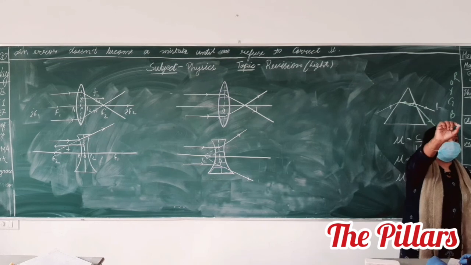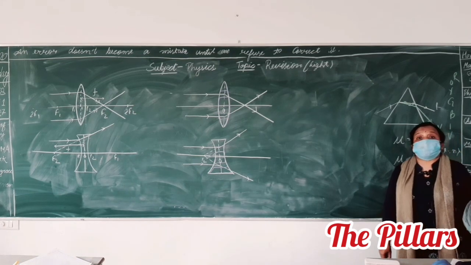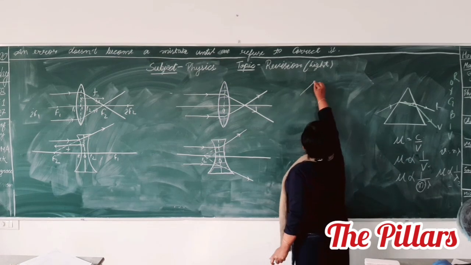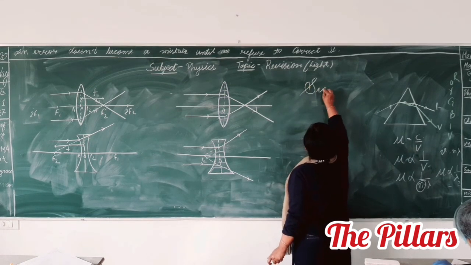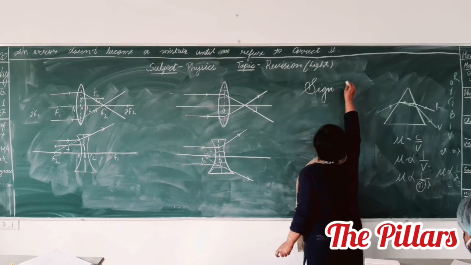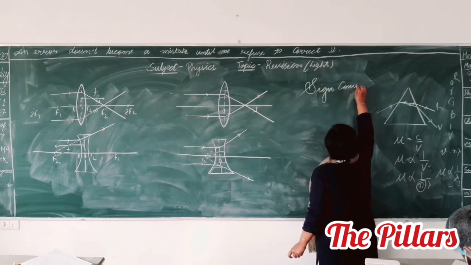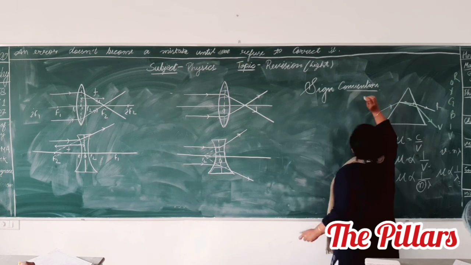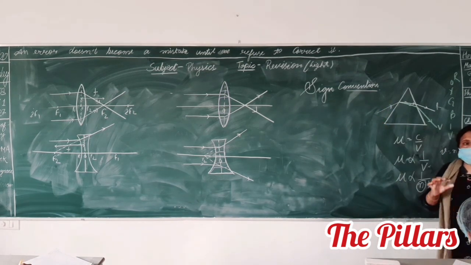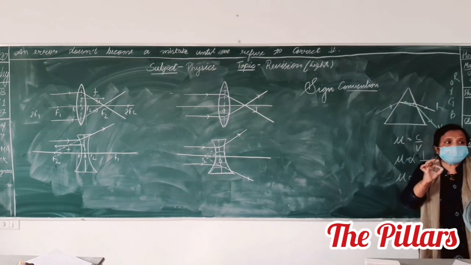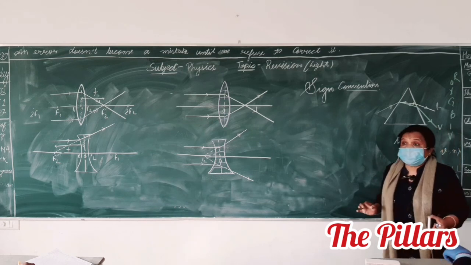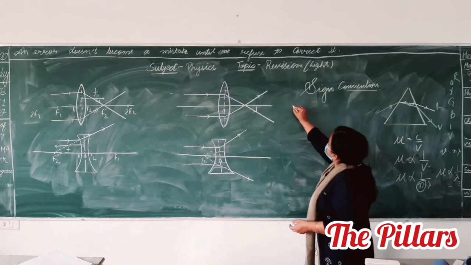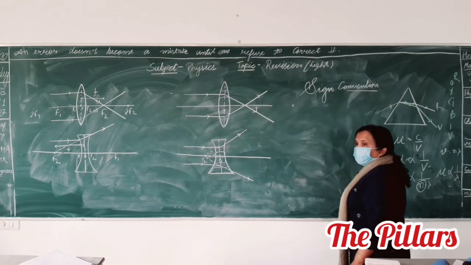Now, please write in your notebook the heading sign convention. Because I see when you do the numericals, most of you get confused. What to do? What is the first rule here?